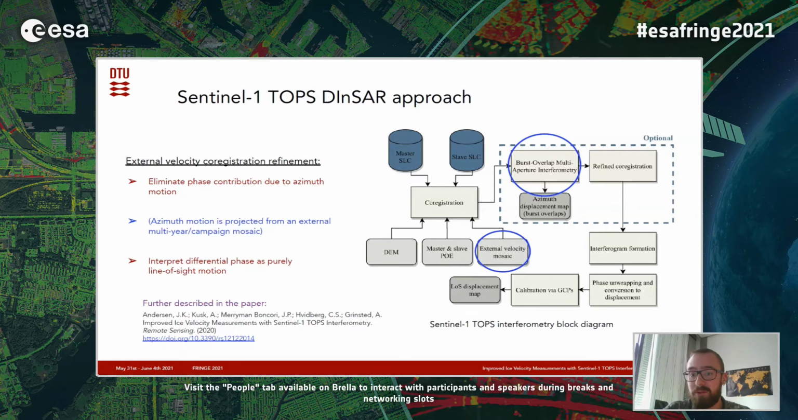Such an external map could, for instance, be the multi-year offset tracking map that I showed earlier, or really any velocity mosaic used as the first guess of the velocity to correct this co-registration. Aside from that, there's an additional co-registration refinement, which I'll get to right after this slide. But aside from those two co-registration refinements, the processing chain, as you might notice here, is really the same as it would be for a strip map sensor. And this method is documented in this paper from last year.